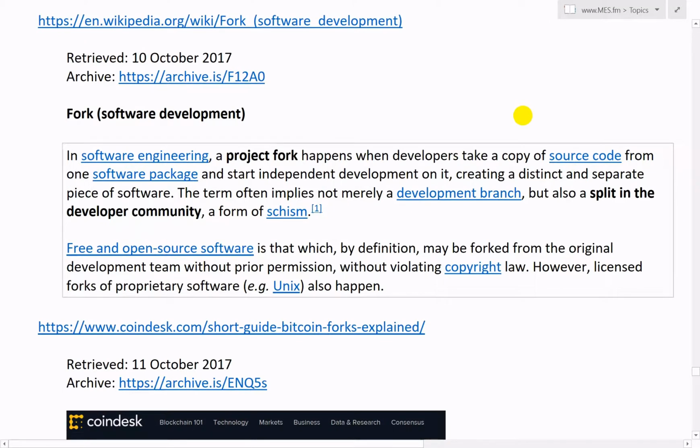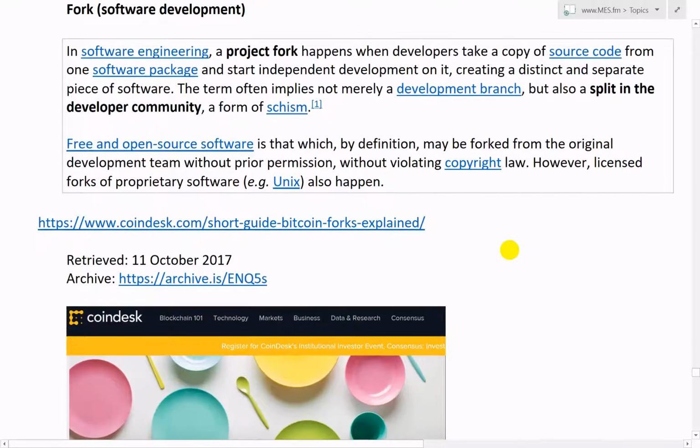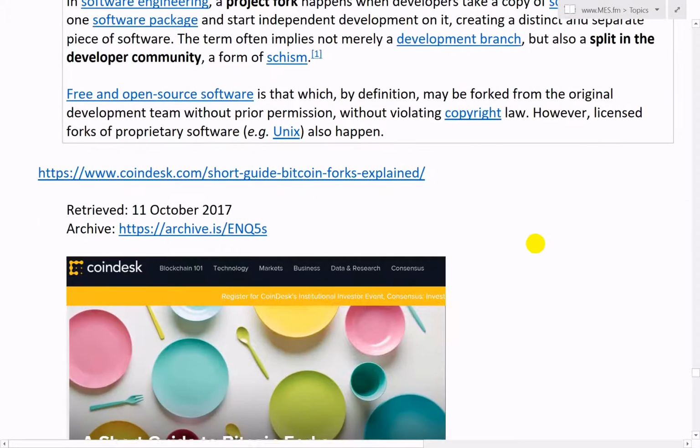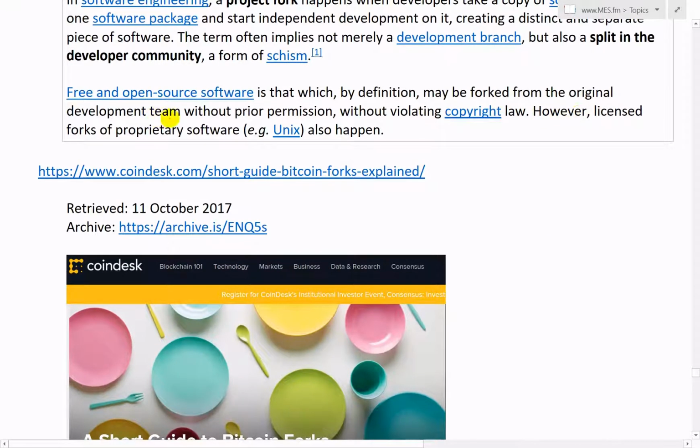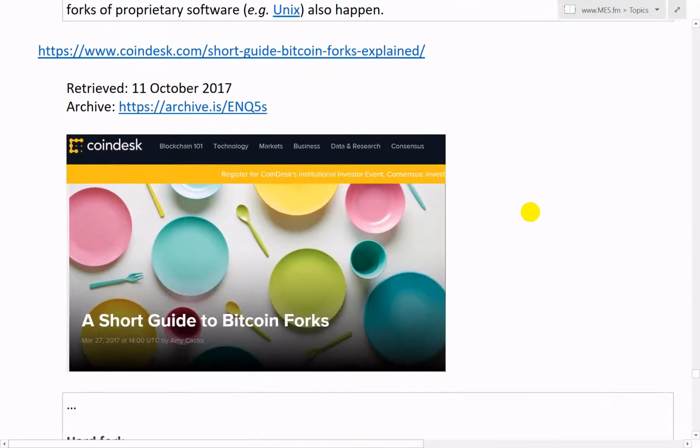So this type of modification of source code is similar to a project fork, as I explained over there. Bitcoin had a hard fork earlier to Bitcoin Cash. So in software engineering, a project fork happens when a developer takes a copy of source code from one software package and starts independent development on it, creating a distinct and separate piece of software. The term often implies not merely a development branch, but also a split in the developer community, a form of schism. Free and open source software is that which, by definition, may be forked from the original development team without prior permission, without violating any copyright law. However, licensed forks of proprietary software, i.e. Unix, also happen. You don't have to pay for it.